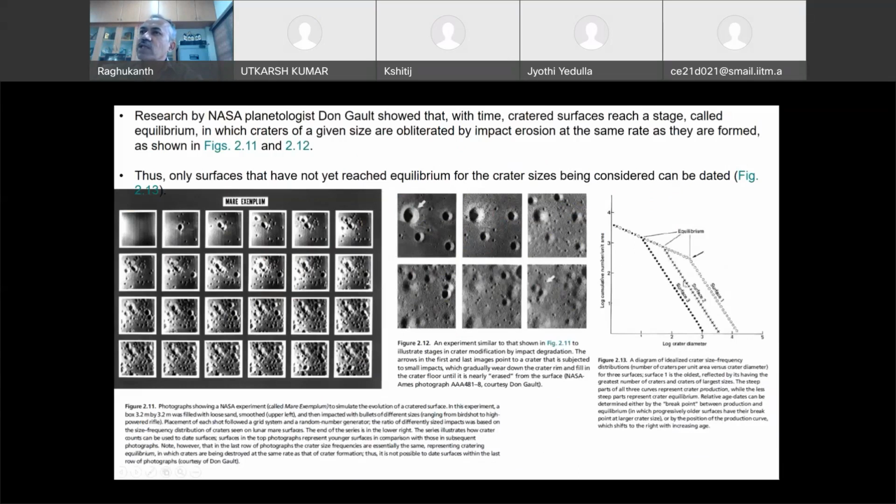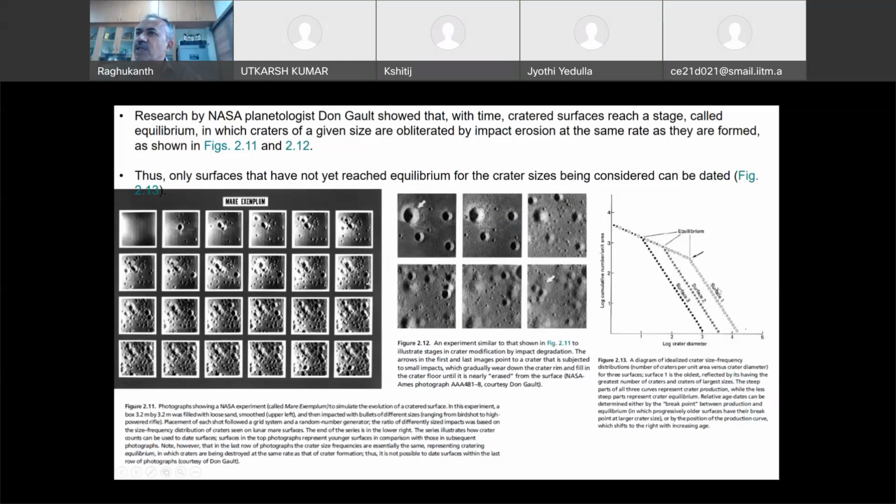He says there will be some equilibrium. Now the region where you see more craters: if you see surface 1, surface 2, surface 3, this is the crater density. Where the crater density is high, which is the oldest one, where crater density is very high: surface 1, surface 2 or surface 3?